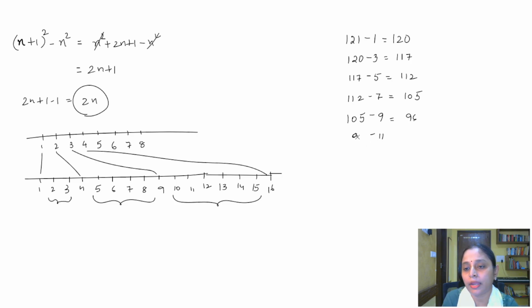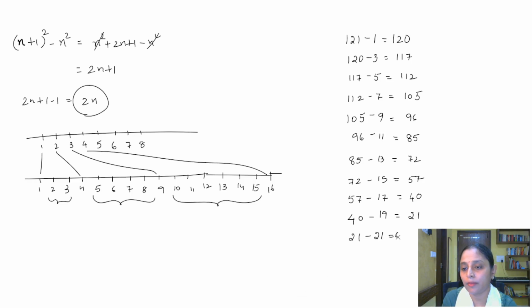96, right? And then from 96, I'm subtracting the next odd number. I'm going to get 85. From 85, I'm going to subtract the next odd number. I'm going to get 72. From 72, I'm going to subtract the next odd number, 15. I will be getting 57, right? From 57, I'm going to subtract the next odd number. I'm going to get 40. From 40, I'm going to subtract the next odd number. I'm going to get 21, right? And from 21, I'm going to subtract the next odd number. I'm going to get 0.